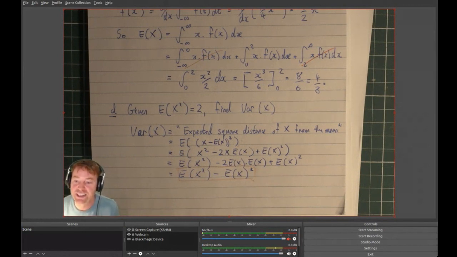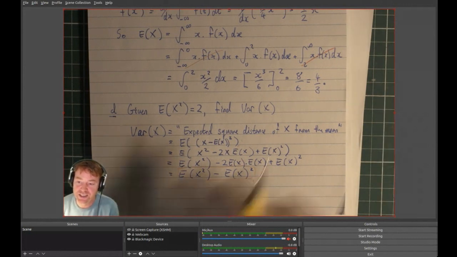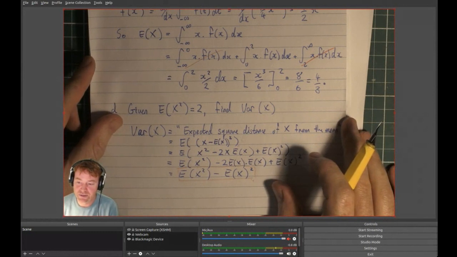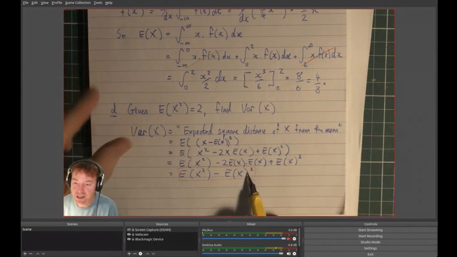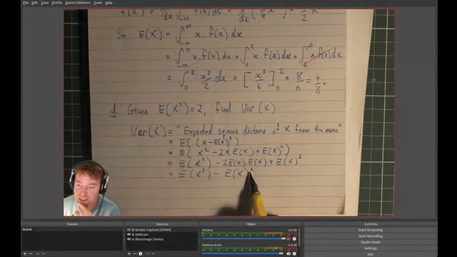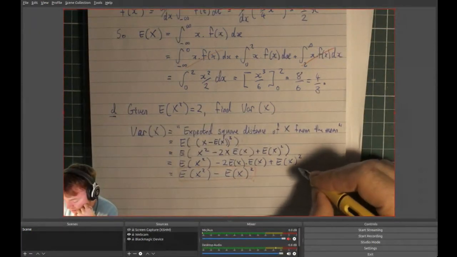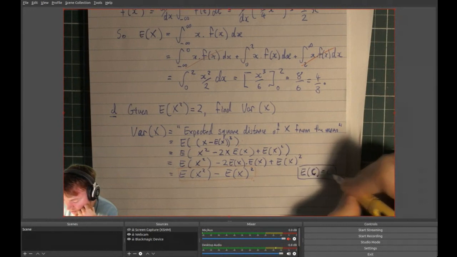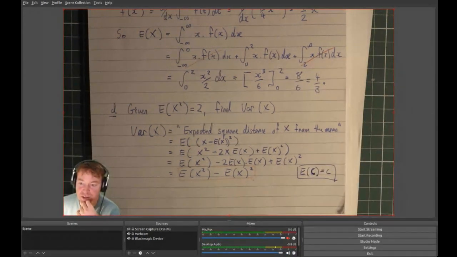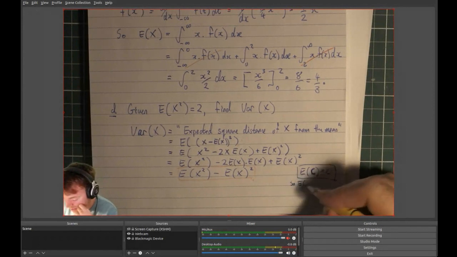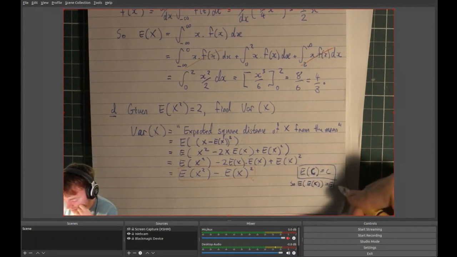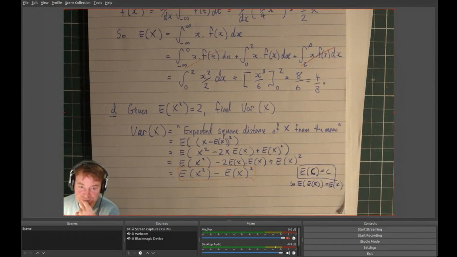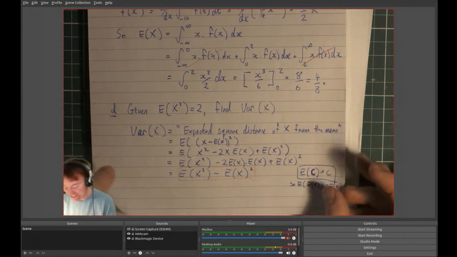Sorry, I'm just looking at the chat. Should the last term be the expected value of the expected value of x? The last term be expectation of expected. Yes, it should, but that's the same thing. I might remind you that the expected value of a constant is the constant. So the expected value of E of x is just E of x. You are right to say that. I've just snuck that in. Thank you for paying attention. Thank you very much.